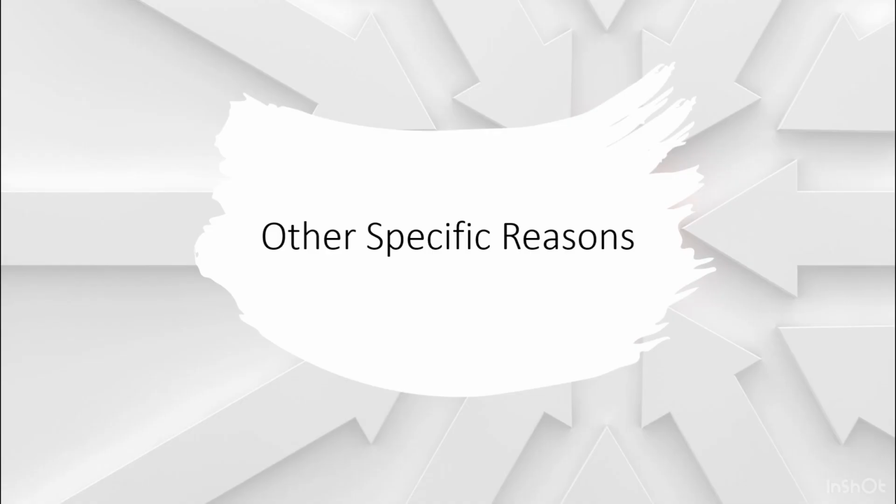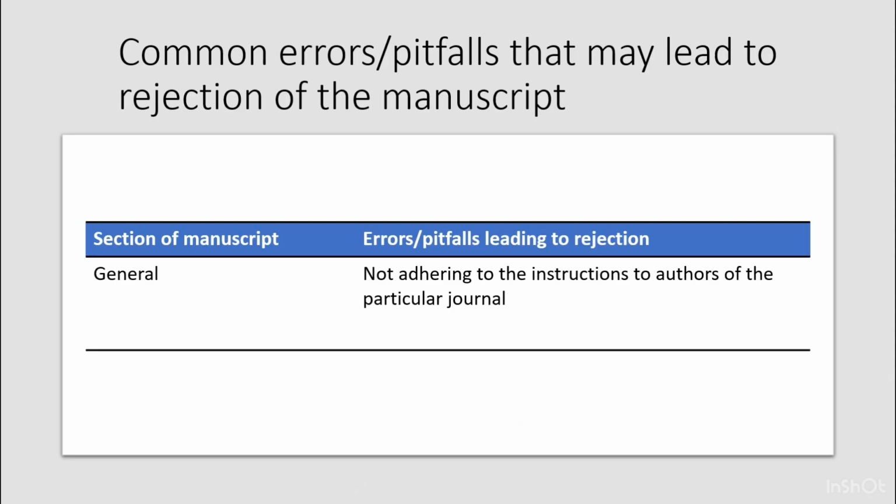Of course, there are other reasons, and I will try as much as possible in the next few slides to shed some light on the specific mistakes, pitfalls, or errors that may lead to rejection of the manuscript based on the designated section of your manuscript. First off, the general section, the general aspect of your manuscript.